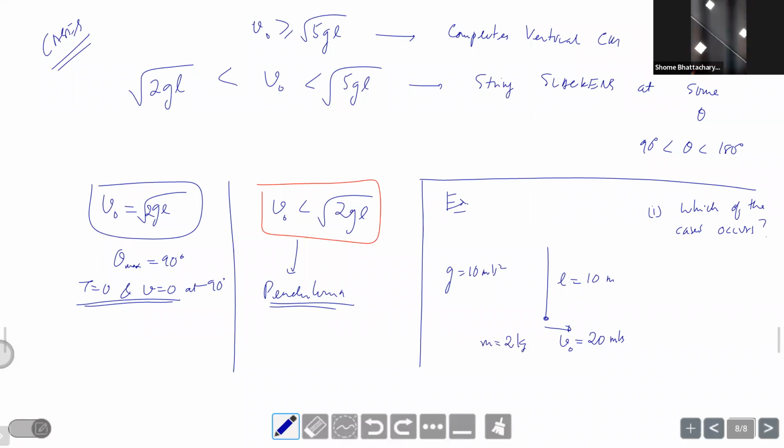Now second, the first part will be worked out. So what is happening here? Is it going to behave like a pendulum? Is it going to slacken somewhere, or is it going to complete the vertical circle?